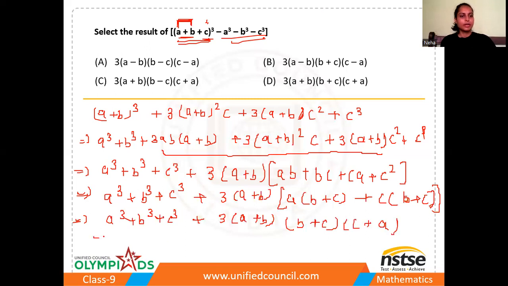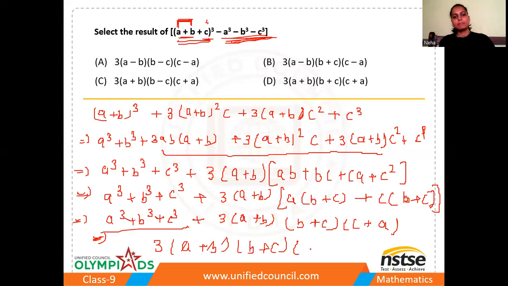Now I have minus a cube minus b cube minus c cube, these three terms. So these three terms will cancel out with those three terms. So it becomes 3 into a plus b into b plus c into c plus a. That's it. 3 into a plus b into b plus c into c plus a.